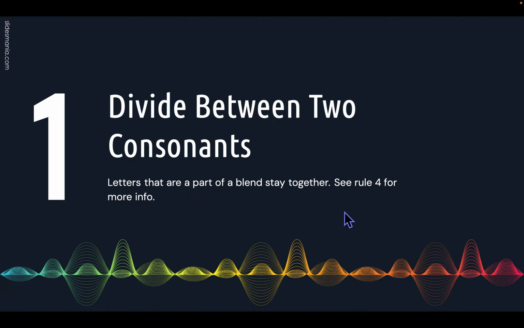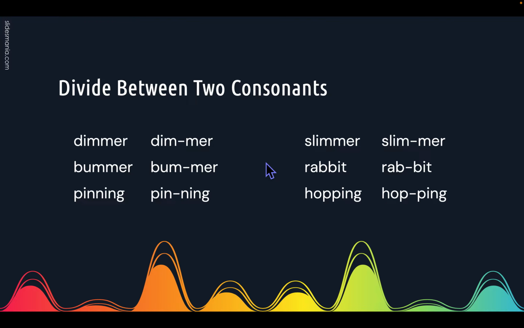So our first rule is we are going to divide between 2 consonants. Letters that are part of a blend will stay together. We will learn more about blends in Rule 4. So we have 2 consonants right next to each other. They might be the same or they might be different, and we are going to split between them. Here, here, right here, here, between the 2 N's and between the 2 P's.